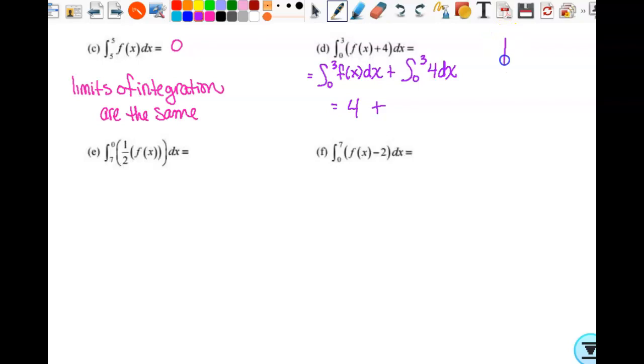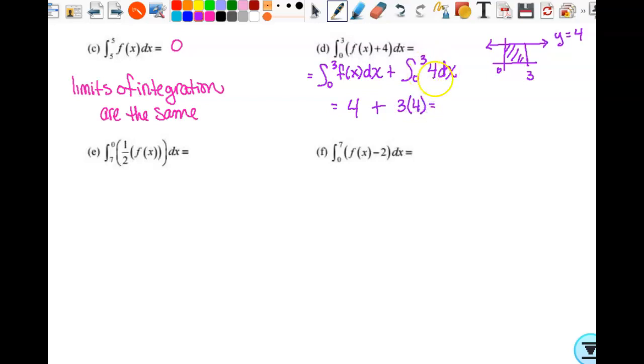If it helps, sketch it. This is basically just y equals 4, going from 0 to 3. How do I find that area? Base times height. The height is constant, whereas f of x goes up, down, whatever. We don't know if it's a rectangle. But here I have a constant height, so it's just base times height. The base is 3, times 4.